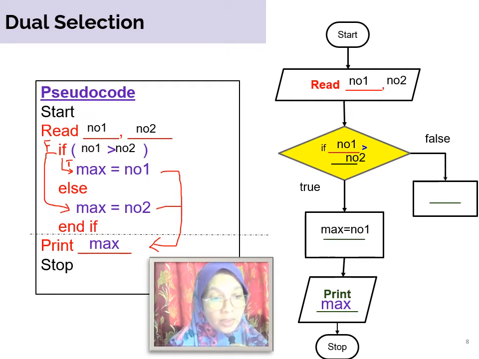Where to go? You need not draw a diamond anymore, because else has no condition to be written, right? No boolean condition here, because else has no if. So you just put the statement for else, which is number 2 is assigned into max. Then where to go? Print max. Then the end.